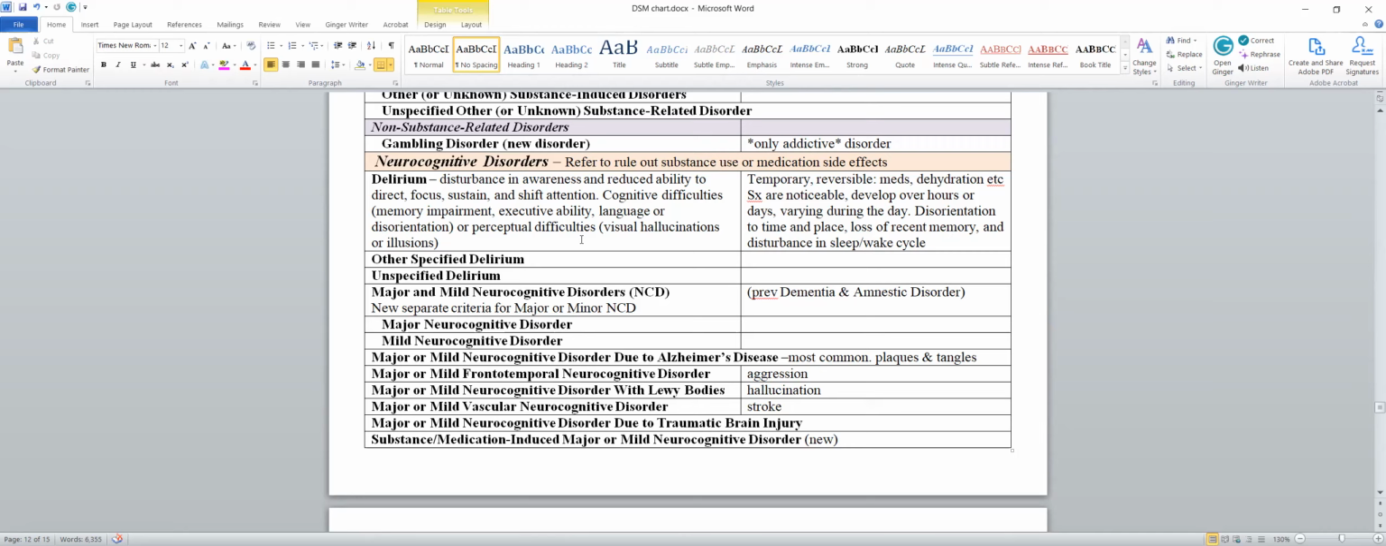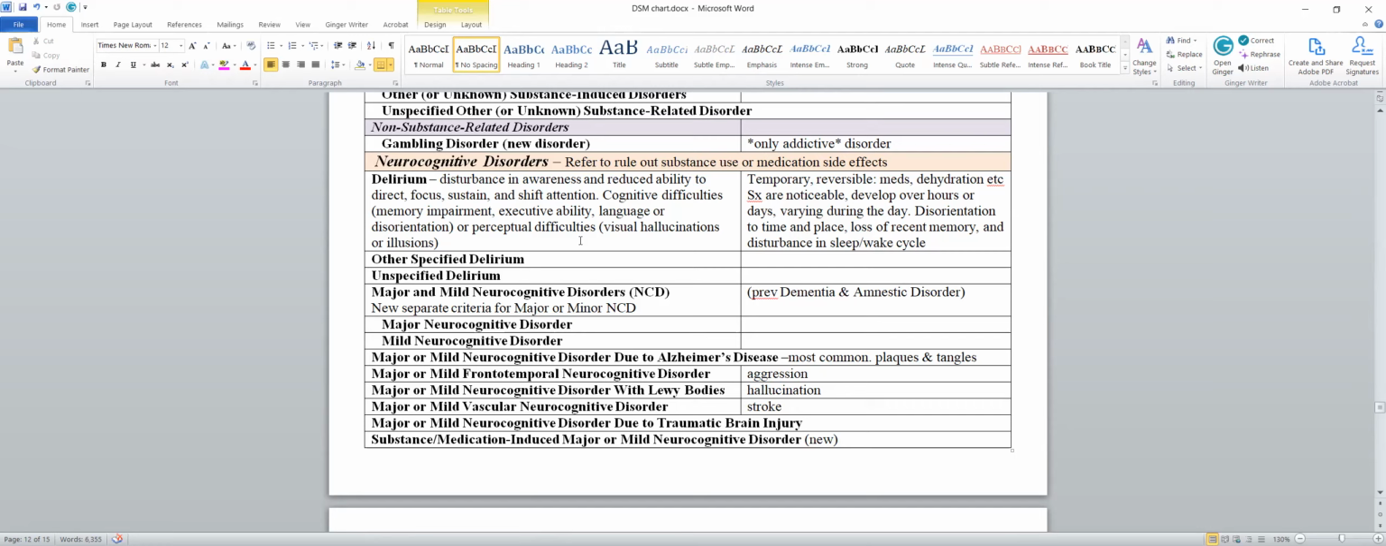Other subcategories include other specified delirium and unspecified delirium, major and mild neurocognitive disorder, previously called dementia or amnestic disorder. And there are new separate criteria for major or minor neurocognitive disorders. So there's major neurocognitive disorder and mild neurocognitive disorder.